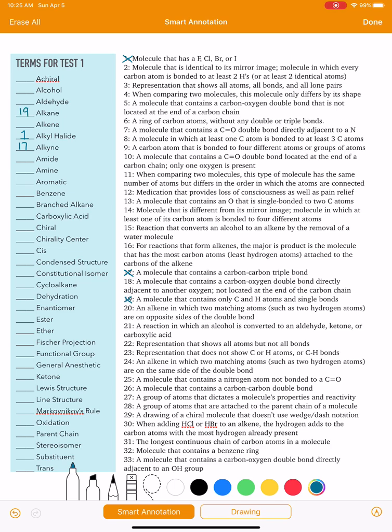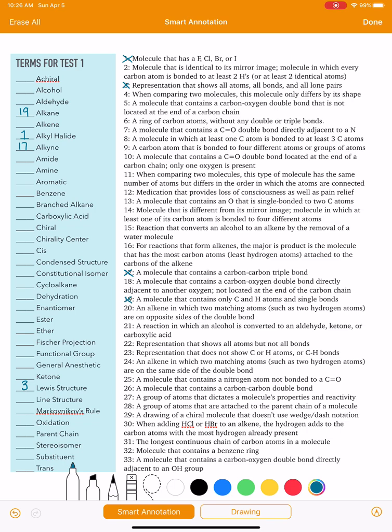That's number 19. Number 3, a representation that shows all the atoms, all the bonds, all the lone pairs. That's our Lewis structure. Number 3 is Lewis structure. Number 4, when comparing two molecules, this molecule only differs by its shape. That would be, I think, a stereoisomer, but there's a couple different ways that I could have chosen to say that, so I'm gonna save that one.